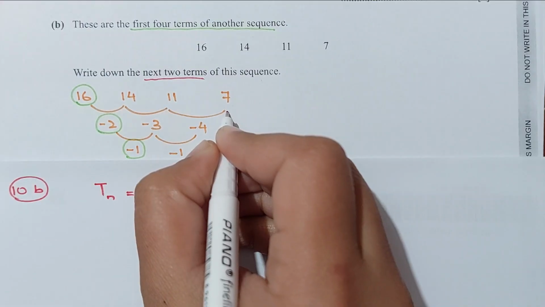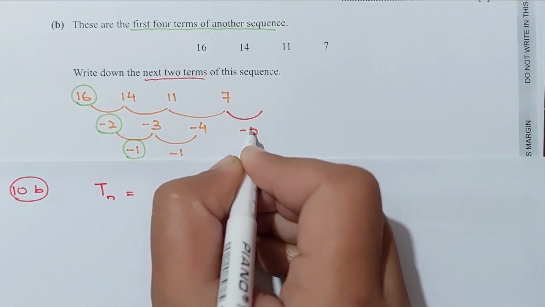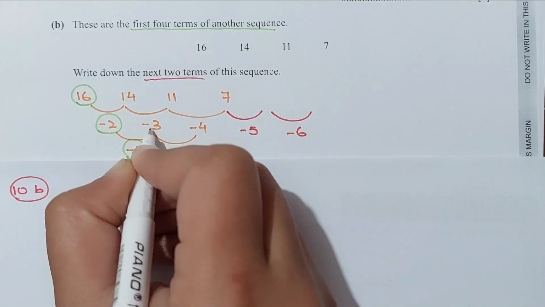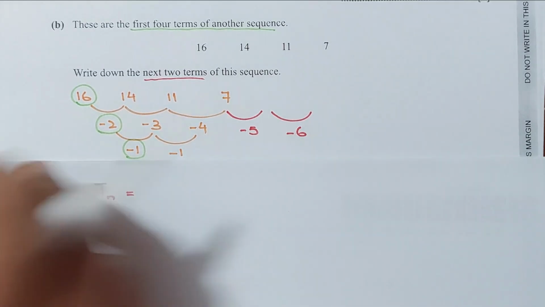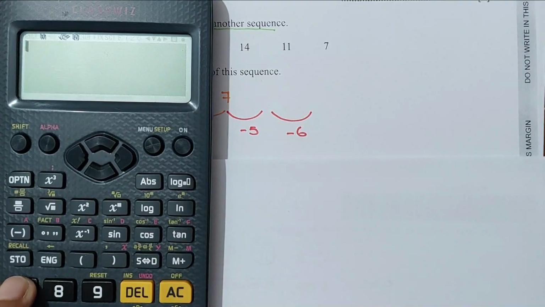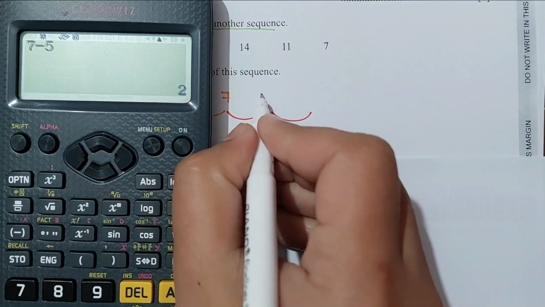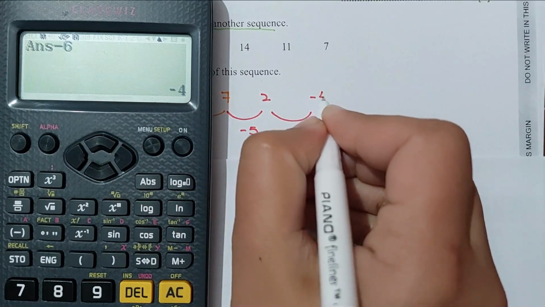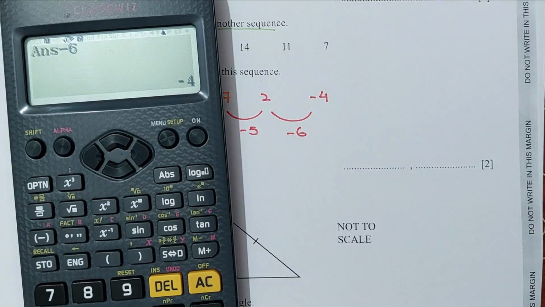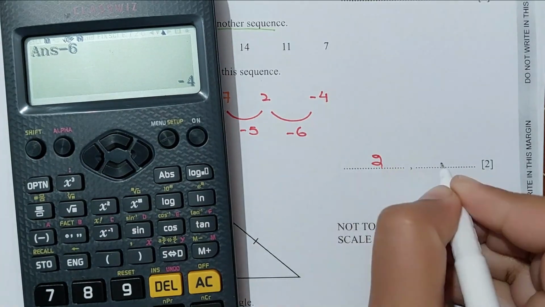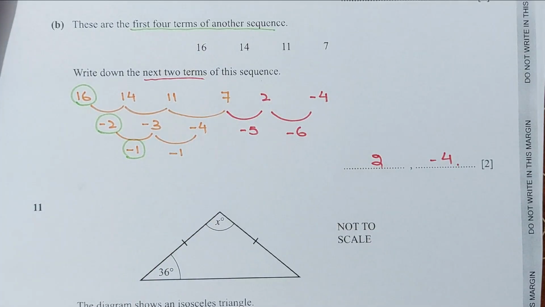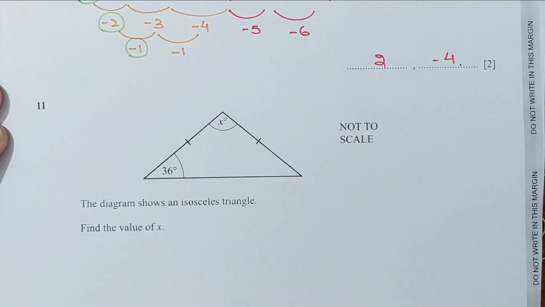For the next term, here you have to subtract 5 and then subtract 6. You can see minus 2, minus 3, minus 4, minus 5 and minus 6 in a sequence. 7 subtract 5, we have 2. 2 subtract 6, we have -4. Yeah, it's done. So the next 2 terms are 2 and -4. I thought they asked for the nth term, but they do not. That's okay.